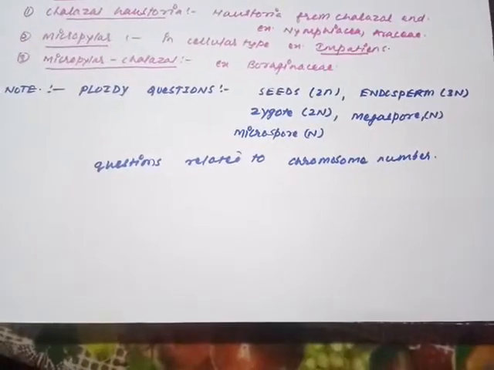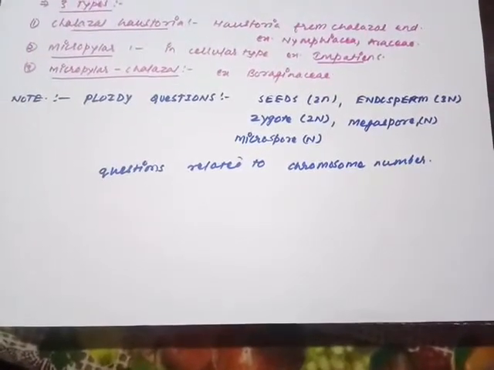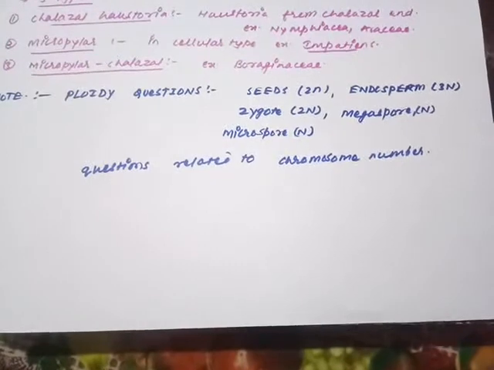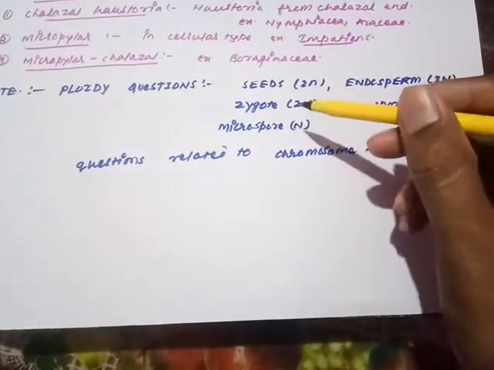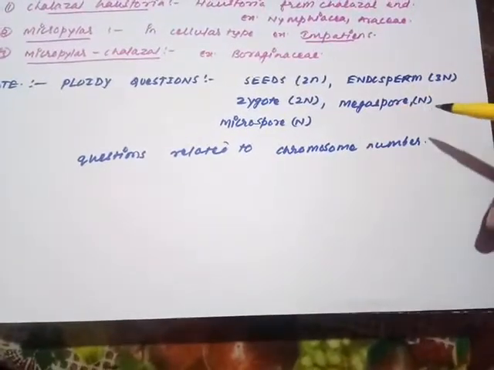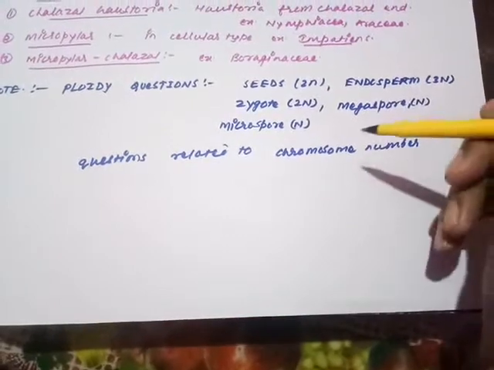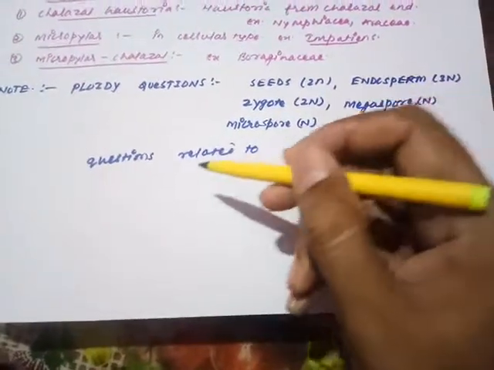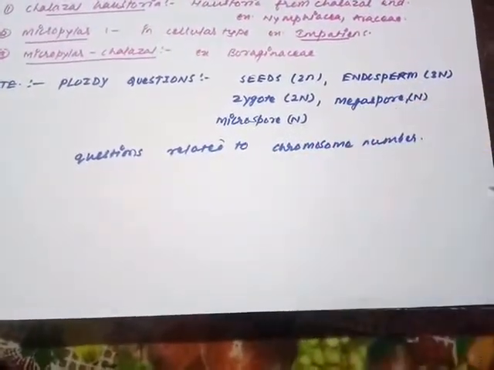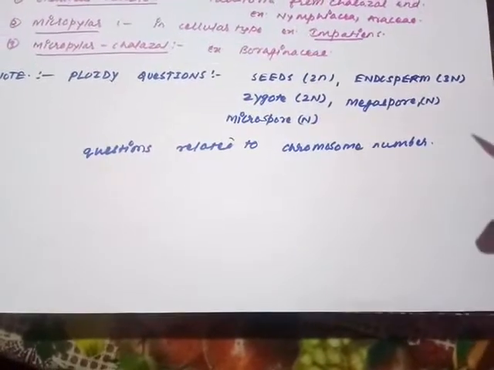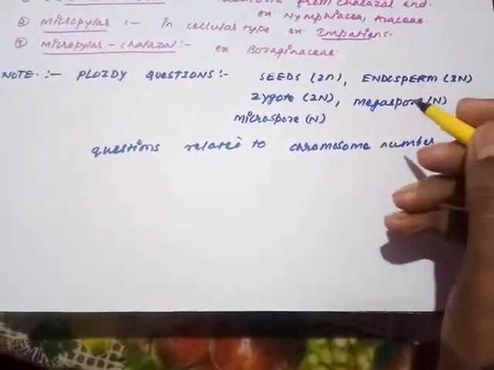So once again I am repeating, the ploidy of the seed is diploid. The ploidy of endosperm is triploid. The zygote is diploid. The megaspore is haploid. The microspore is haploid. Here I have written one sentence about questions related to the chromosome number. You just take care of that.